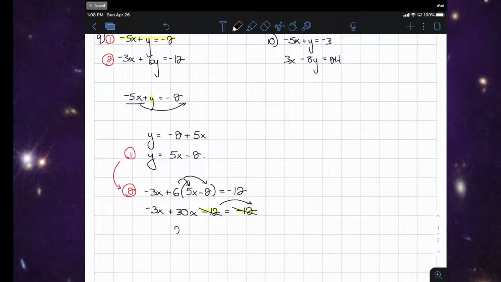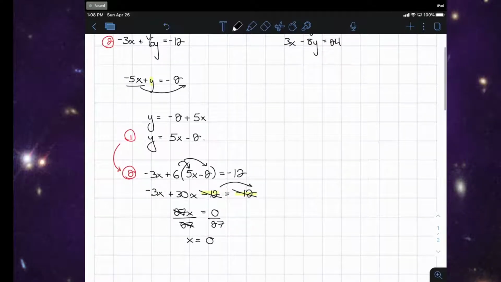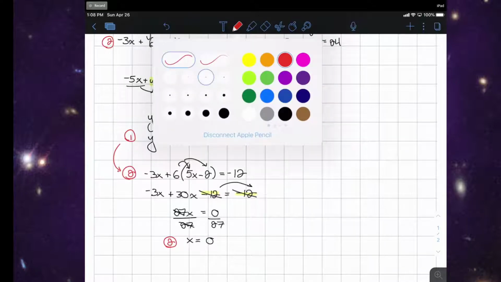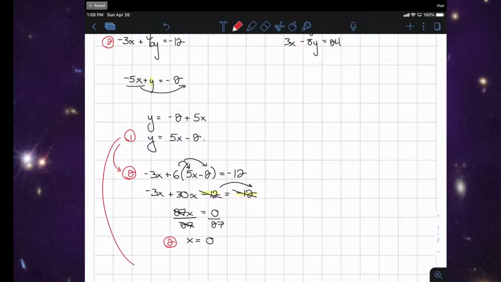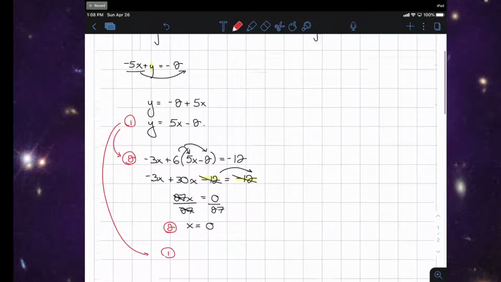So I get 27x is equal to 0, which means that if I divide both sides by 27, I get x is equal to 0, which is kind of interesting, right? We didn't see an example quite like this on Friday. Nonetheless, we have our x value. Now here comes the back substitution part of this. I found one of my solutions, so I found the solution for equation 2 here. I have to substitute this back in to equation 1 to figure out what my y variable is.